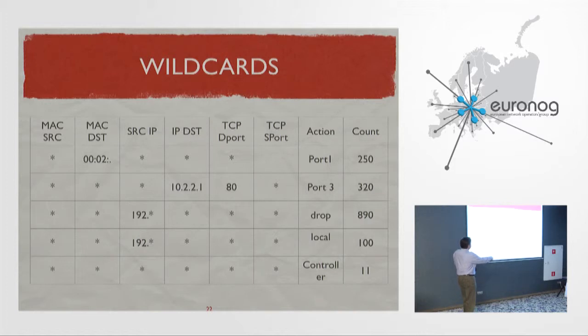Maybe we have different things. Maybe we say for this source IP, send it locally. Or in this case, maybe we drop it here and then count it. I didn't do a good job on this slide at all, did I really? That's not going to be very clever.